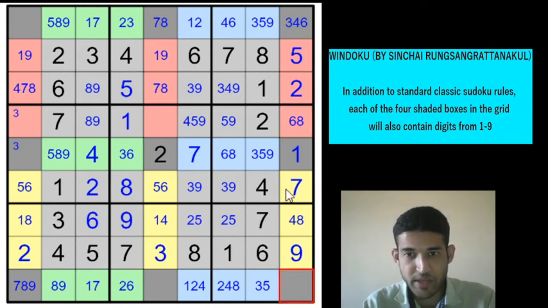So this will be a 3, 4, 8 because 2, 5, 1, 7, 9 are in that column, so this will be 3, 4, 6 or 8, but 6 is here, so this will be a 3, 4 or 8.